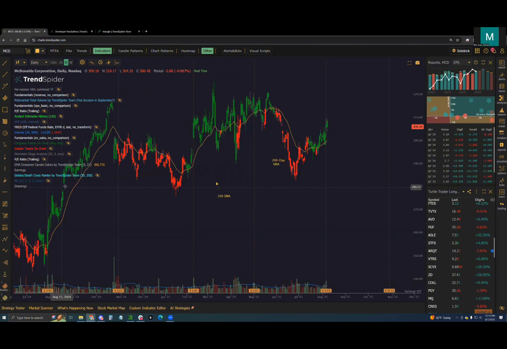And then, oh yeah, another great thing is that we have a lot more data than TradingView. So for one thing, I know TradingView is a little bit cheaper, but they also don't give you data as part of their subscription.